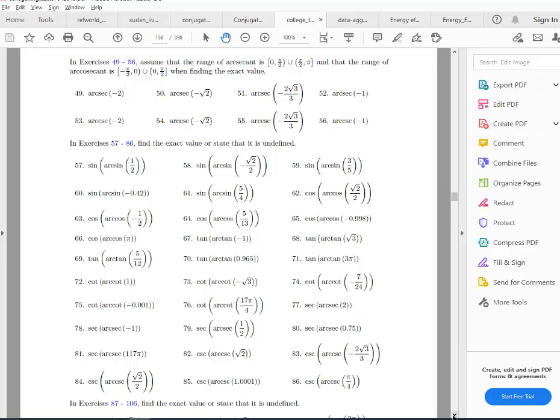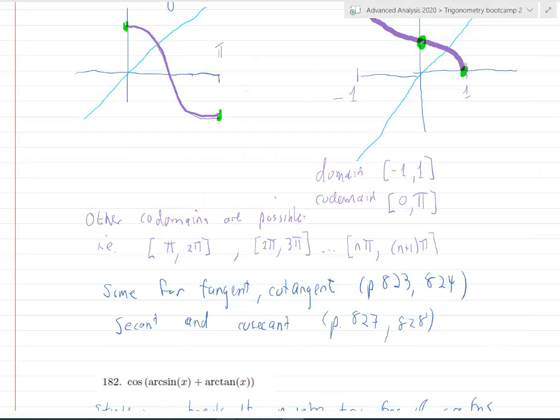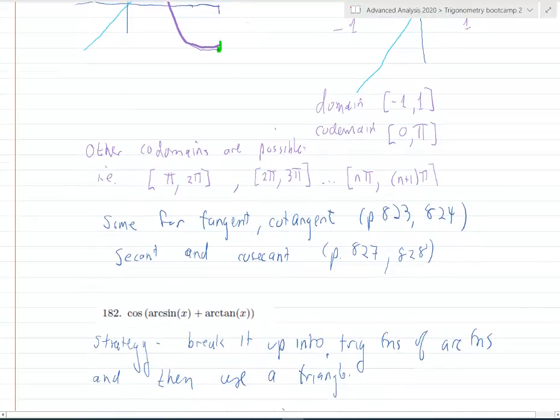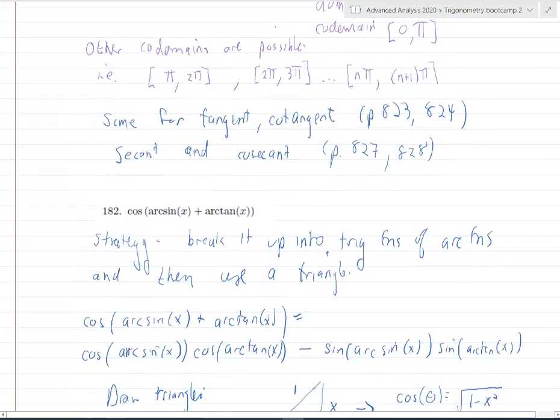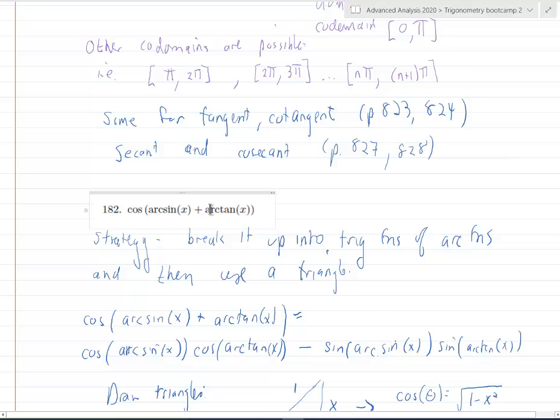Okay, so I was going to do a couple of exercises here from the later part. I want to express this here, cosine of arcsine x plus arctangent x, as a function of x. So we want a strategy for doing these things. Okay, so I want a function of x. This is actually going to be an algebraic expression in x, even though we have trigonometric functions. So our answer will not have cosine or sine in it.